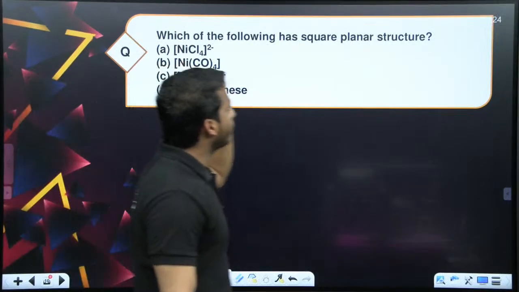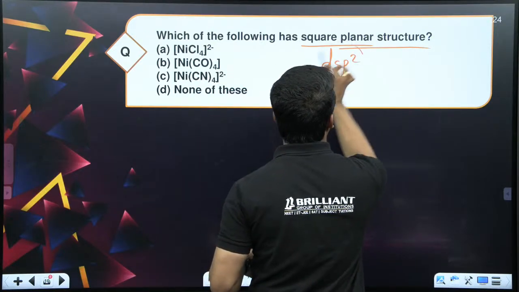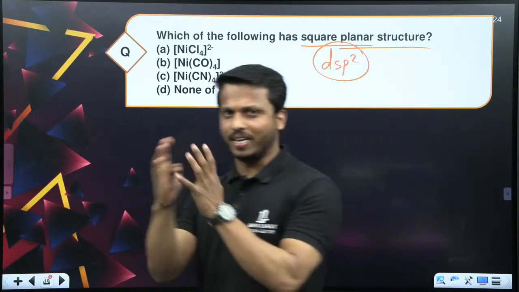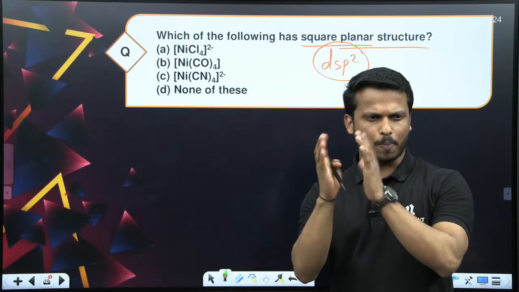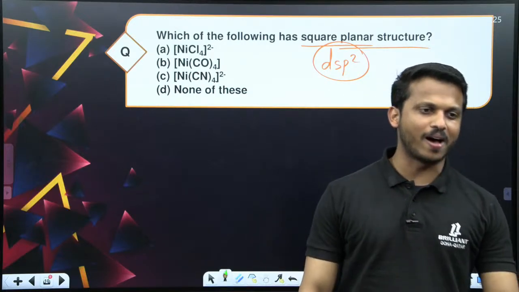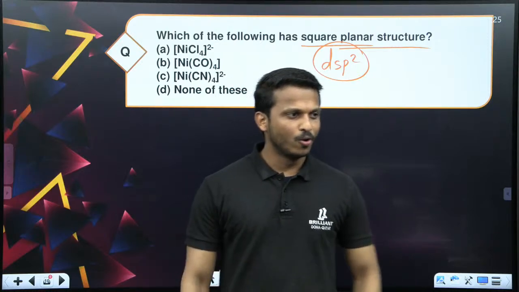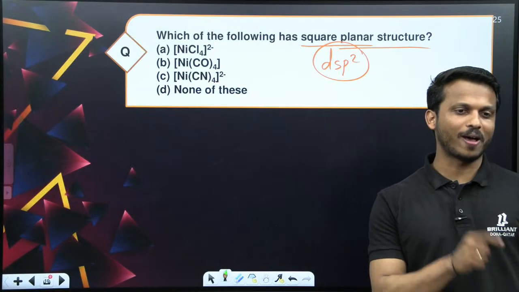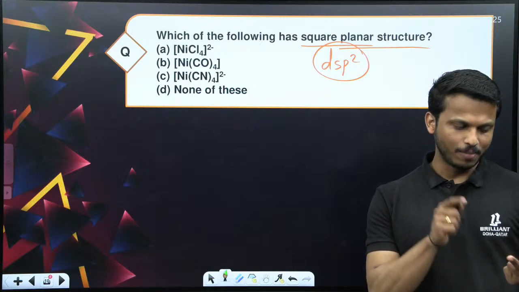Next question: which of the following has square planar structure or dsp2 hybridization? Some ideas are required here. Those who are practicing the questions by writing can immediately say by applying some concepts. Which of the following has square planar structure or dsp2 hybridization? Come on, who can give the answer fast? Yes, good Abu. Already got the answer within seconds. Nima, good.